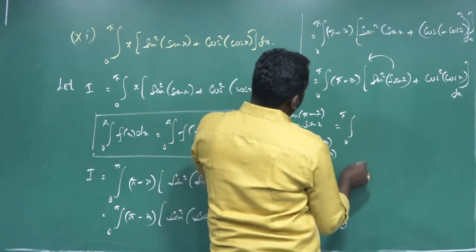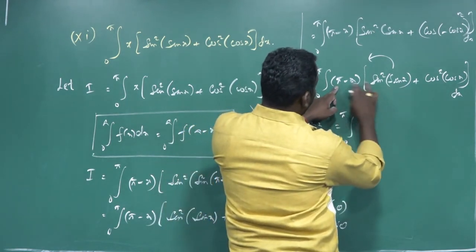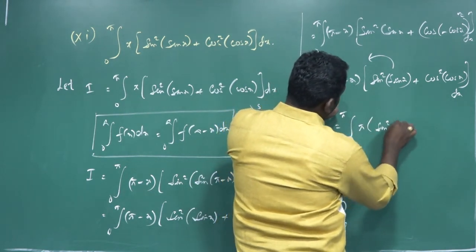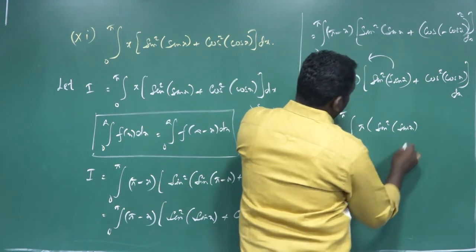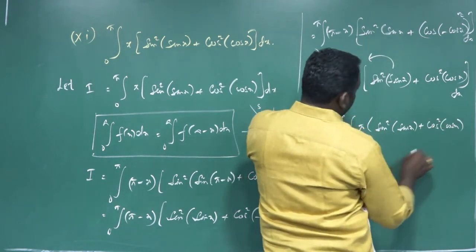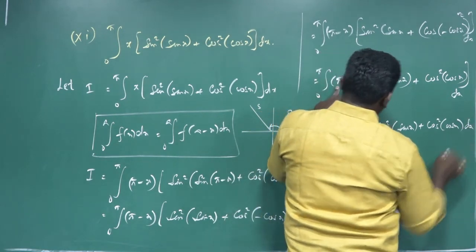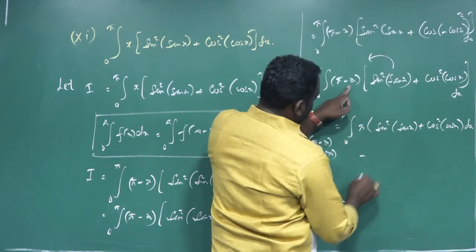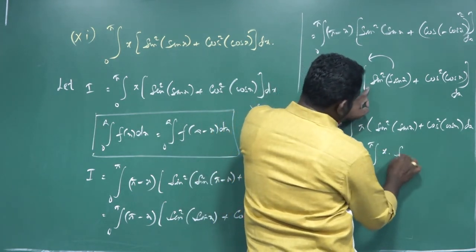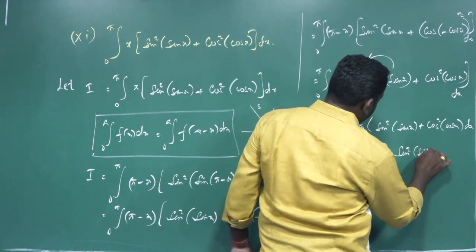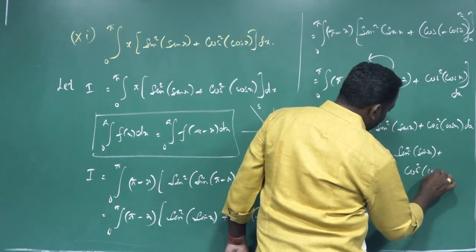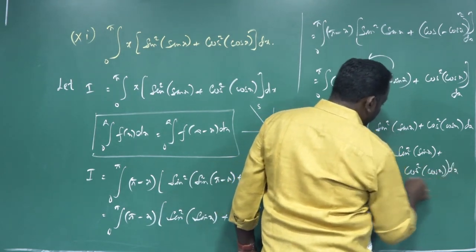Okay, next line, multiply this term inside the bracket. That is equal to integral 0 to pi of pi into the bracket of sine square of sin x plus cos square of cos x, into dx, then minus integral 0 to pi of x into sin square of sin x plus cos square of cos x into dx.